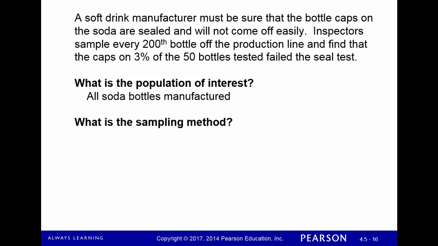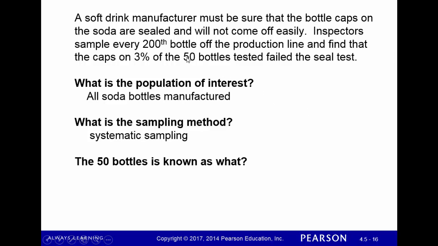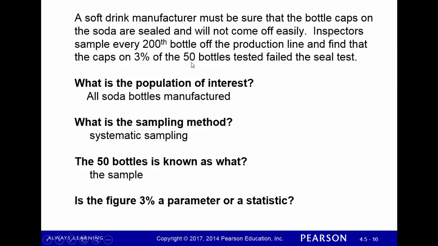What is the sampling method? The sampling method, here's my key right here. It's systematic, every 200th bottle. The 50 bottles is what? That's the sample that we took. And the 3% here was calculated off those 50 bottles, so that would be a statistic.